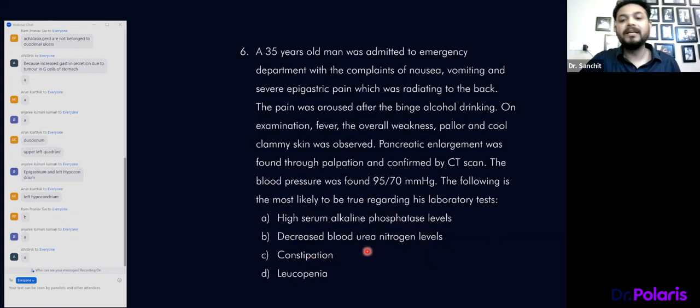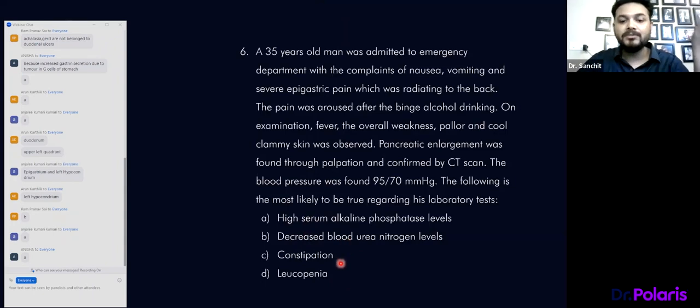Now, why can it not be B? Blood urea nitrogen levels are decreased. See, I already told you the patient is hypotensive. When the patient is hypotensive, will enough blood reach the kidneys? That will be less. If the kidney is getting less blood, will the blood urea get flushed out easily? Absolutely not. It will start accumulating in the body. So blood urea will increase because my kidneys are not getting enough blood to flush out the extra urea. So decreased blood urea cannot be there. It should be increased blood urea.